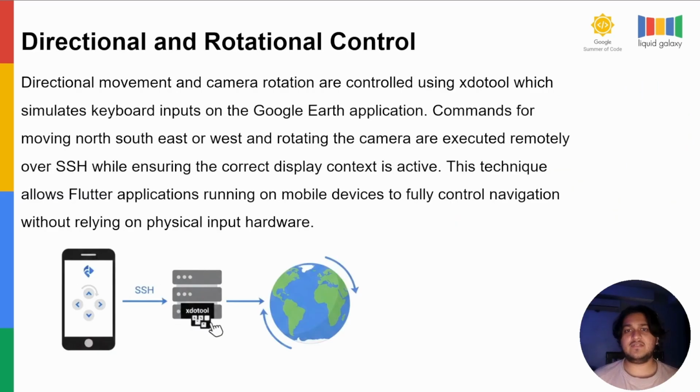We can also achieve directional and rotational control when working with Liquid Galaxy commands through SSH. Directional movement is controlled through the xdotool, which simulates keyboard inputs. Using this, we can move north, south, east, west. These commands are executed through SSH and remove the need for a physical keyboard or controller. It allows complete navigation directly through a mobile application.